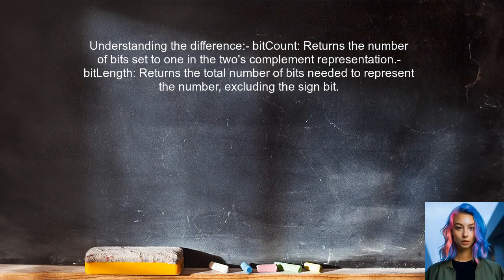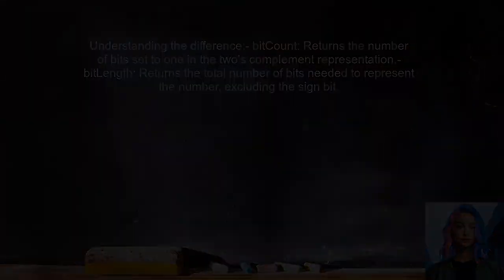To understand the difference, we need to look at what each method actually does. bitCount returns the number of bits that are set to 1 in the 2's complement representation of the BigInteger, while bitLength gives you the total number of bits needed to represent the number, excluding the sign bit. Let's break this down further.